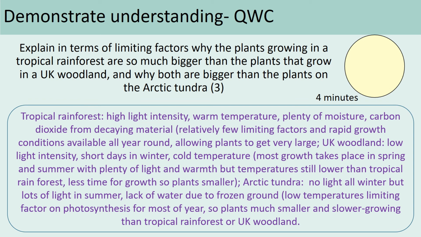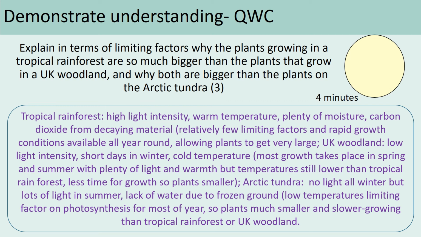Arctic tundra, there's actually no light there at all during the winter. So it's dark all the time. And then in summer, obviously, the days start getting longer again. You've also got things like frozen ground, so plants can't grow. This is very cold. Temperature, obviously, a limiting factor as well. So have a read through that, see if you've got any of those. I imagine that you have.